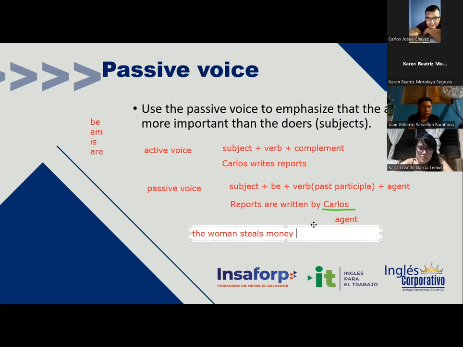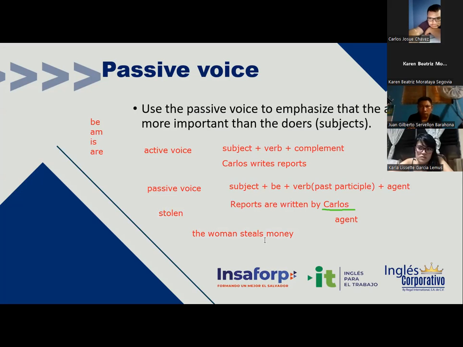Ah, como robar. Exactly. All right. That's a steal. Okay. En la oración, vamos poniendo oraciones bien sencillas acá para que ustedes puedan comprender, okay? Ahora bien, la forma del pasado participio del verbo steal es stolen, ¿ok? Stolen.